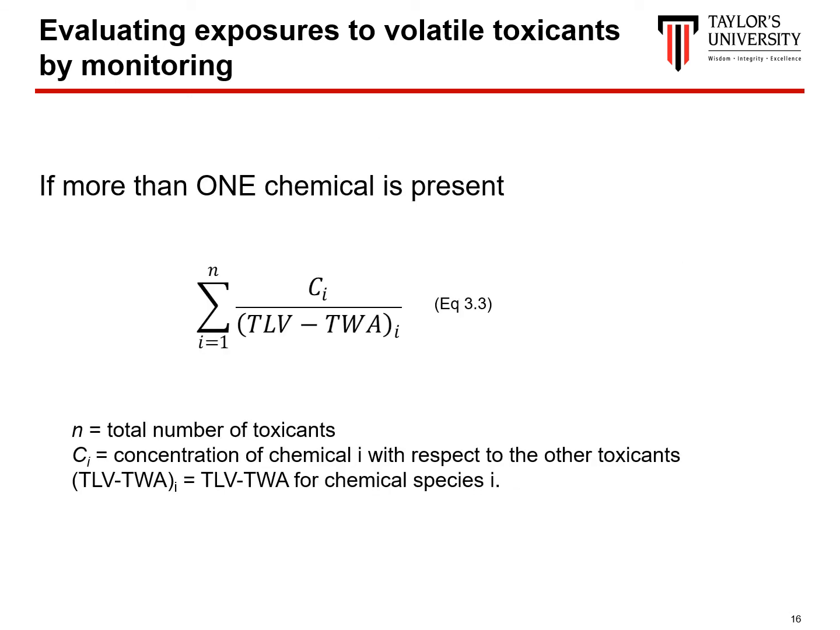If more than one chemical is present in the workplace, one procedure is to assume that the effects of the toxicants are additive, unless other information to the contrary is available. So the combined exposures from multiple toxicants with different TWAs is calculated from equation 3.3 as shown here. If the sum in 3.3 is more than 1, then the conclusion is that the operators or the workers are overexposed.